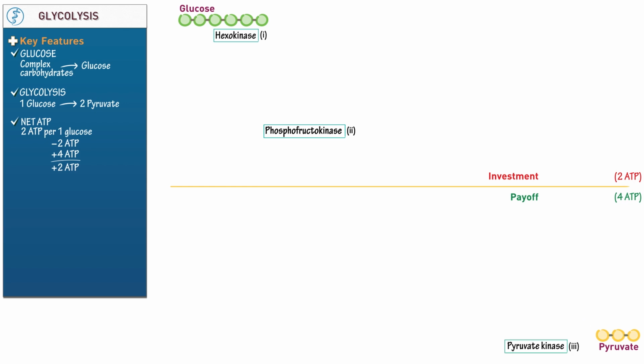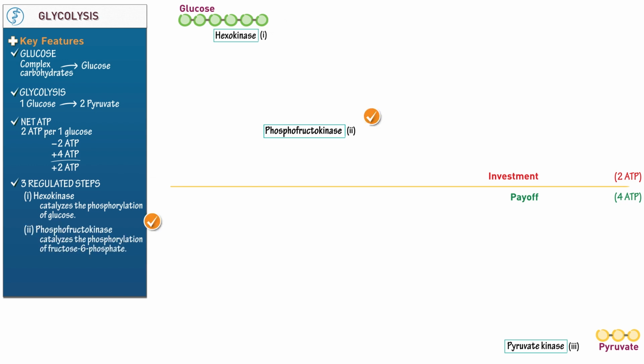Denote that glycolysis has 3 regulated steps. Hexokinase catalyzes the phosphorylation of glucose. Phosphofructokinase catalyzes the phosphorylation of fructose 6-phosphate. And pyruvate kinase catalyzes the formation of pyruvate. We'll learn more about glycolysis regulation elsewhere.